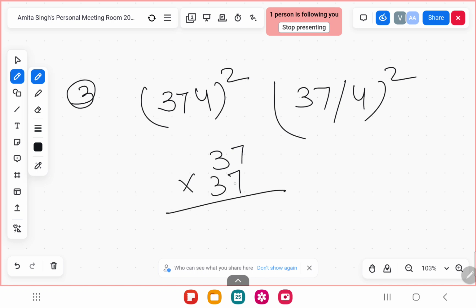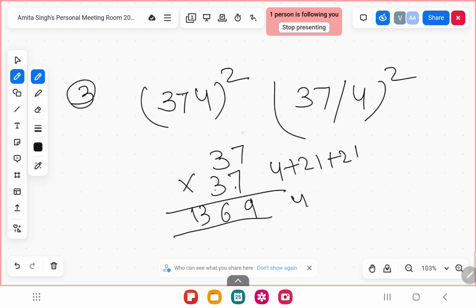So simple. 37 into 37. 7 sevens are 49. 4 carried. 7 threes are 21, again plus 21. 21 plus 21 is 42. 42 plus 4 is 46. So 6, 4 carried. 3 threes are 9. 9 plus 4 is 13. So this is 13, the square for 37.